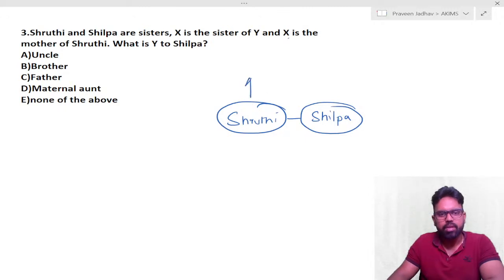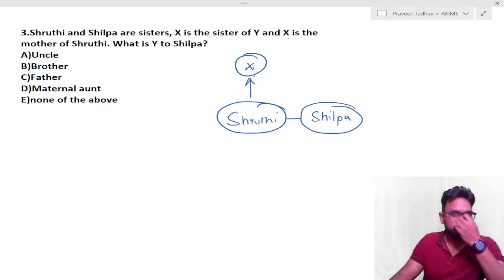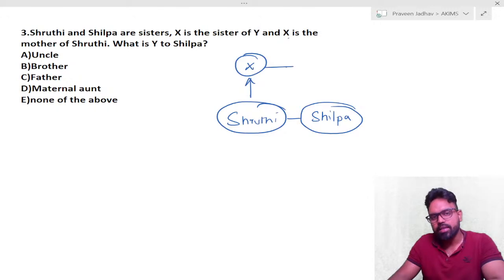X is the mother of Shruti. Mother of Shruti is who? X. Mother. Can I put her in a circle? Yes, X is the mother of Shruti. X is the sister of Y.